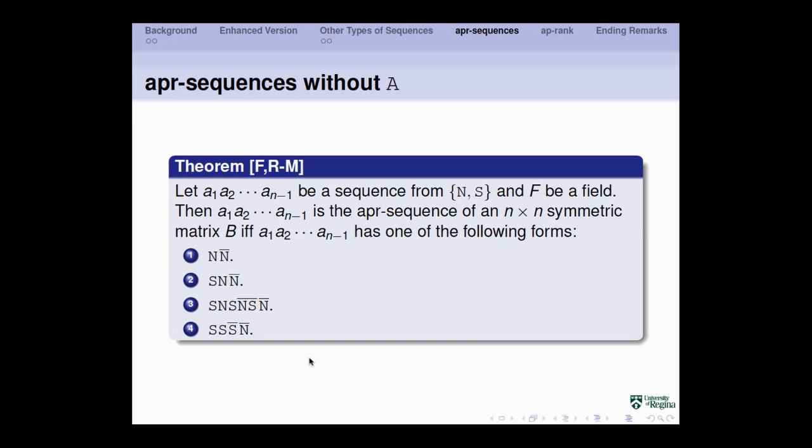It's not a complete characterization, sadly, because you'll notice that I've reduced the alphabet. I took away the letter A. It turns out that insisting on the letter A does lead to some very interesting constraints that we haven't been able to quite understand. But if you drop the letter A from consideration, we can characterize the possible APR sequences.